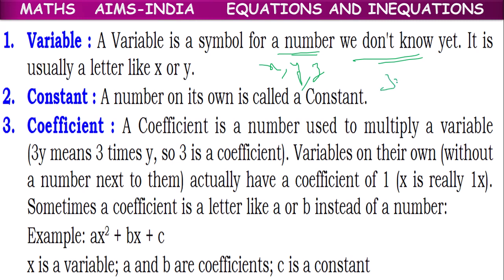Before solving the equation, if 3x plus 2 equals 5, we have not yet solved the equation, we don't know the x value, so it is called a variable whose value we don't know yet. If we solve, we will get the value of x as 1. It is usually represented by a letter like x, y, z.